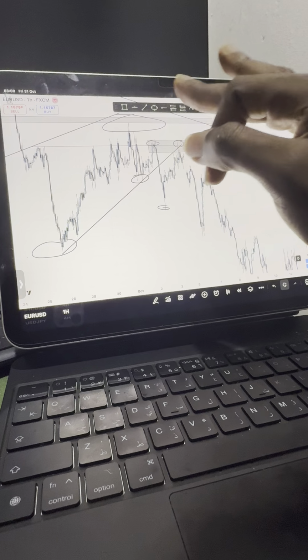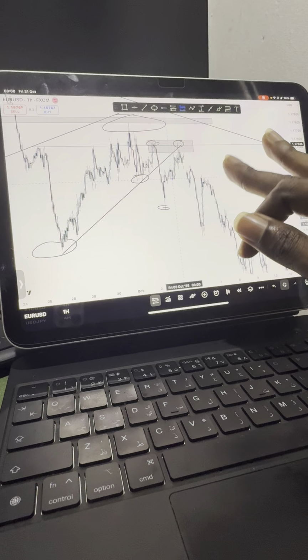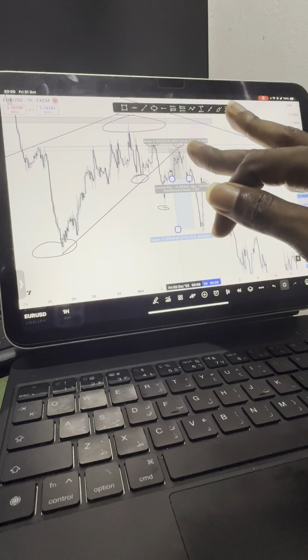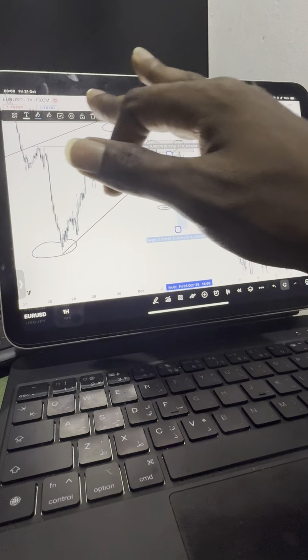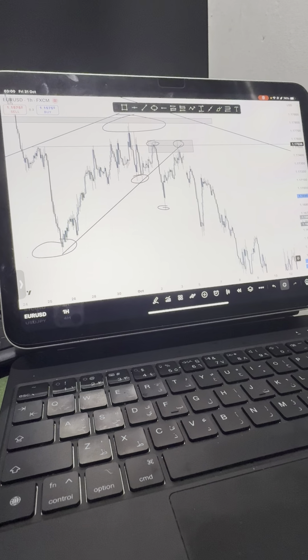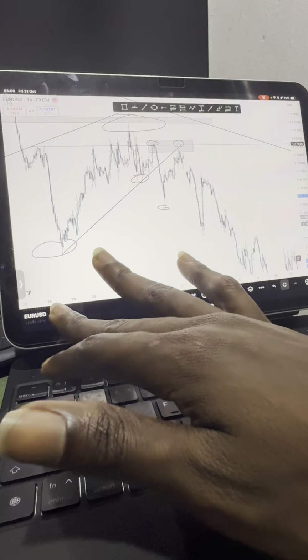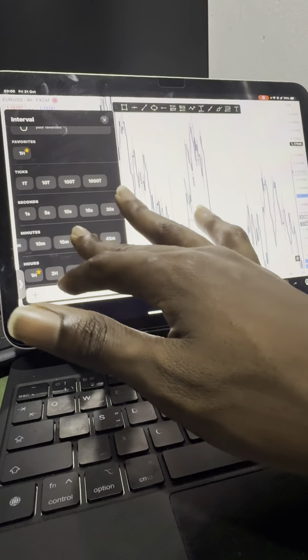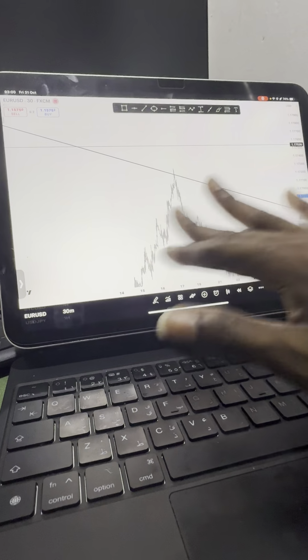Sometimes the market will come all the way here to give us that rejection, but a lot of people are trying to sell around here and they are eating SL. A lot of people are trying to sell around there and are eating SL. The reason is that they do not understand the terms of liquidity. They don't understand liquidity at all. Now let's get down to the 30-minute time frame to see what I'm talking about.